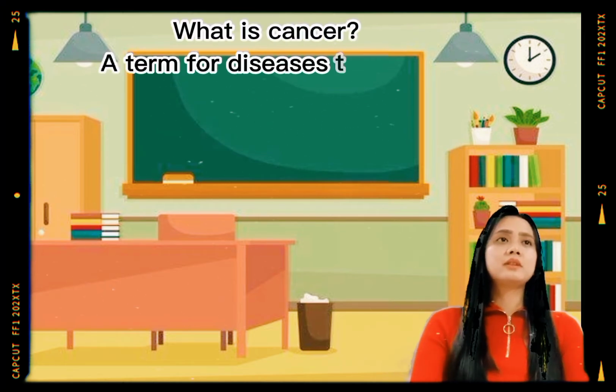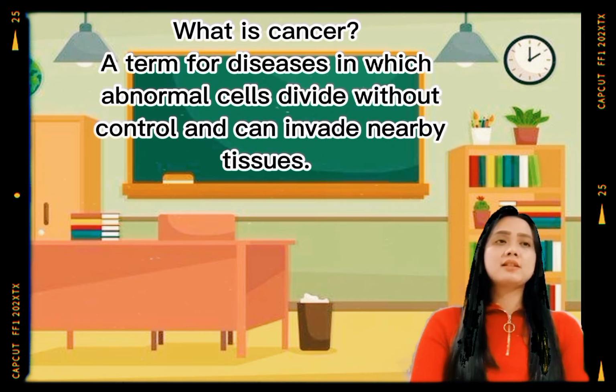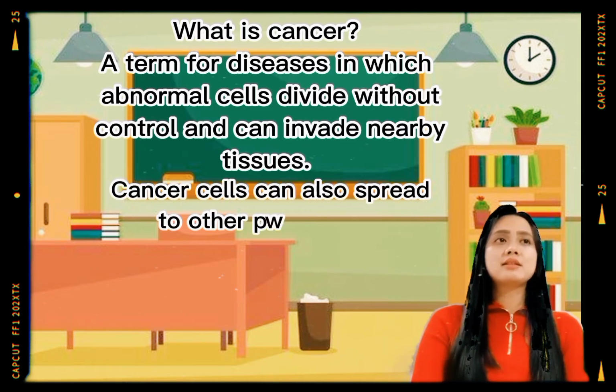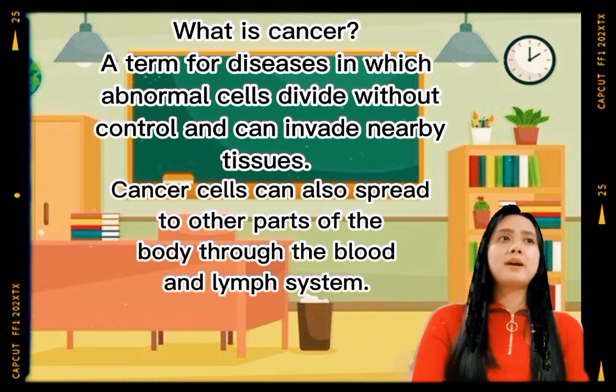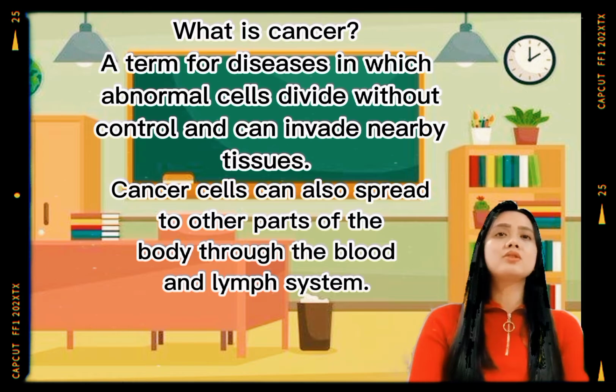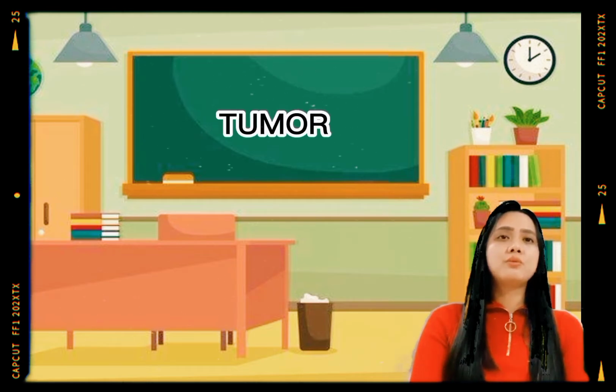What is cancer? Cancer is a term for disease in which abnormal cells divide without control and can invade nearby tissues. Cancer cells can also spread to other parts of the body through the blood and lymph systems. In addition, cancer develops when the body's normal control mechanism stops working. Cells do not die, and instead grow out of control, forming new abnormal cells. These extra cells may form a mass of tissue called a tumor.